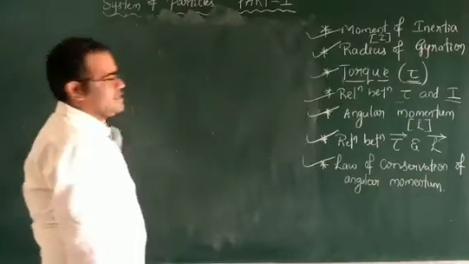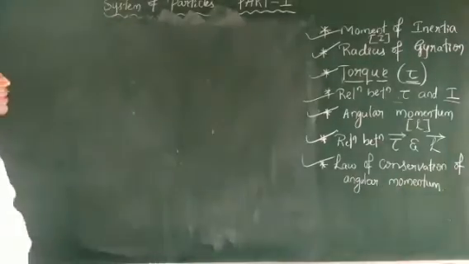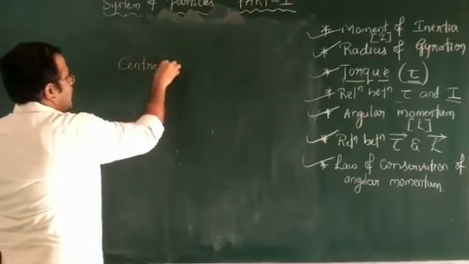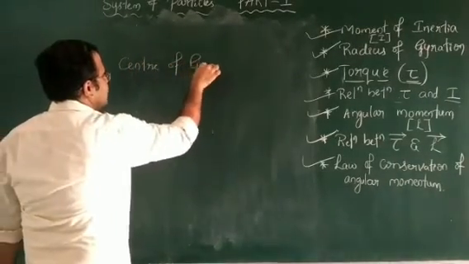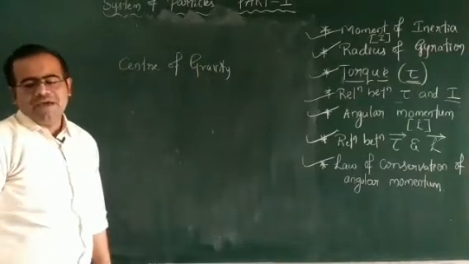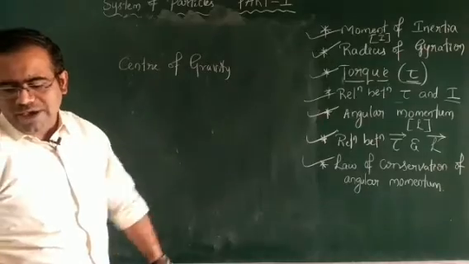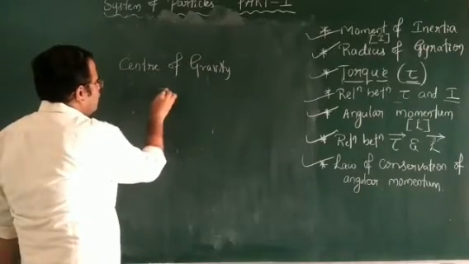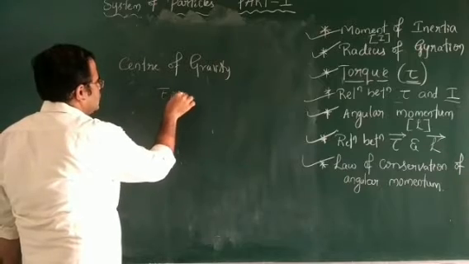Now the last content of this chapter is called the center of gravity. When we observe the center of gravity, it is a point where the total gravitational force should remain 0.